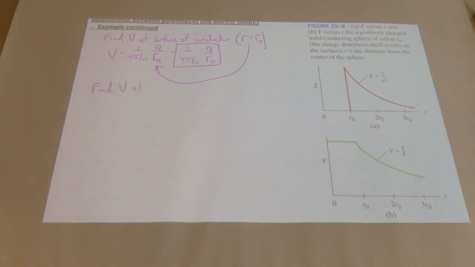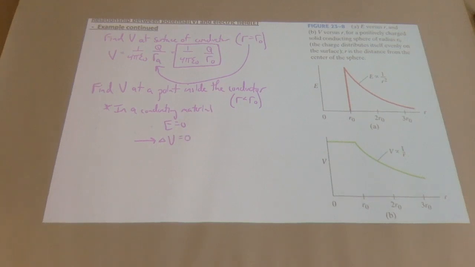And then finally, find V at a point inside the conductor. Any thoughts? It's a quick answer. Not as quick as you might be thinking, but quick. So in other words, we're looking for a place where R is less than R0. Keep in mind that in a conducting material, the electric field is equal to 0. If the electric field is equal to 0, then we can also say that delta V is equal to 0.